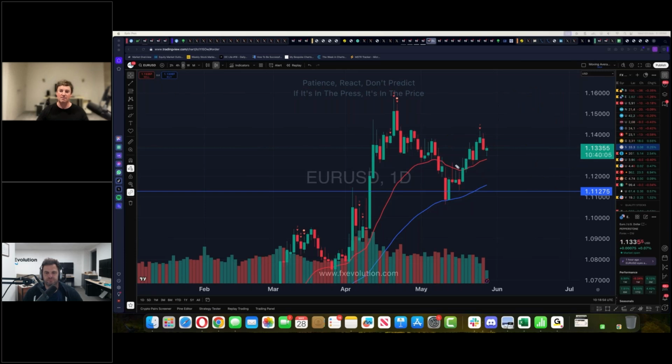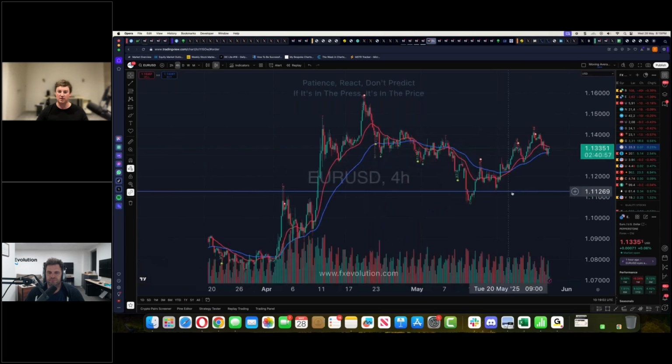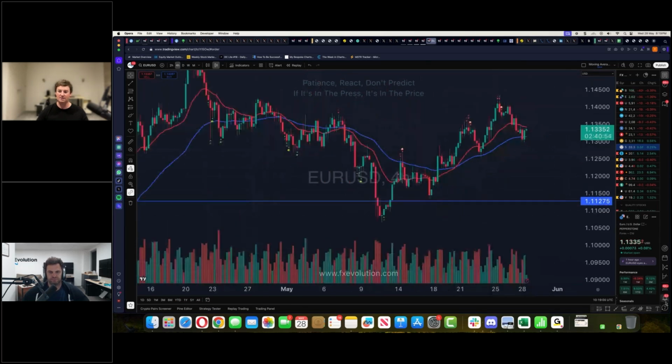So you can see here we've got this resistance. We've got this clear wick rejection. We've got a beautiful storyline in markets on the daily. Let's have a look at the smaller time frames. Let's look at the 4 hour for a second. And it's the same sequence.